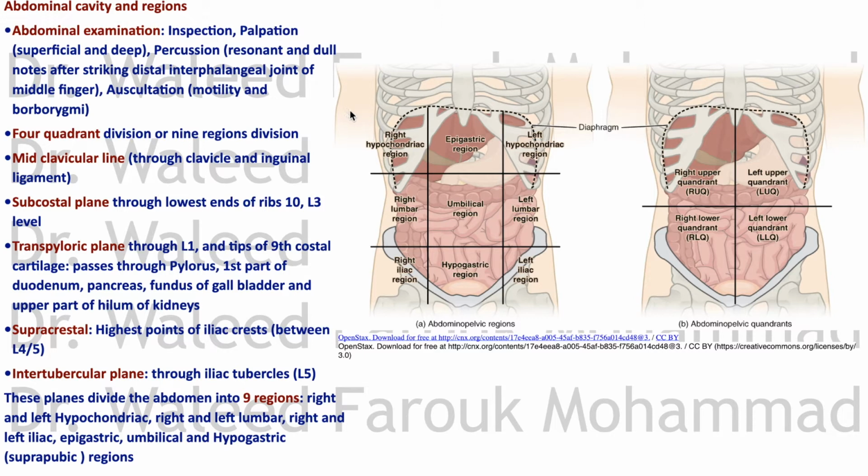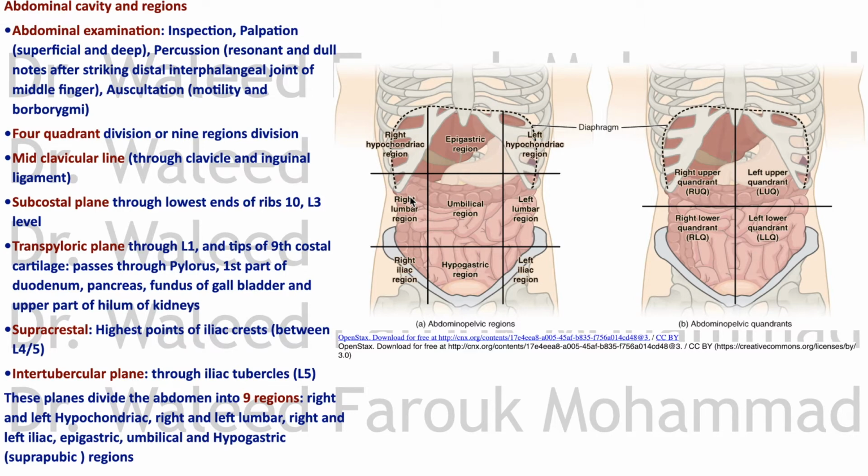Some prefer the four-quadrant map for mapping the abdomen: just a vertical line through the umbilicus and symphysis pubis, and another line through the umbilicus perpendicular to this one, will give you four quadrants. This is not as common as the 9-region map.